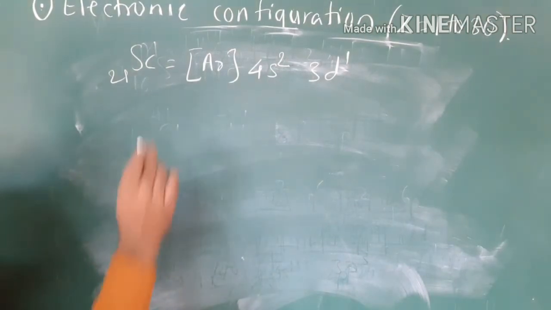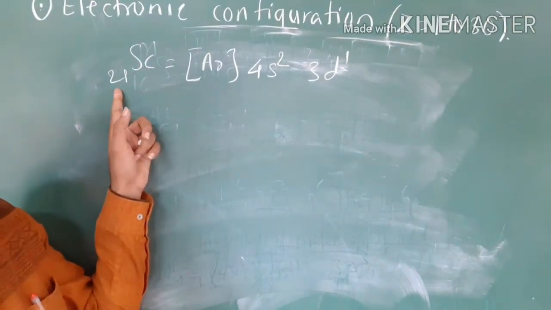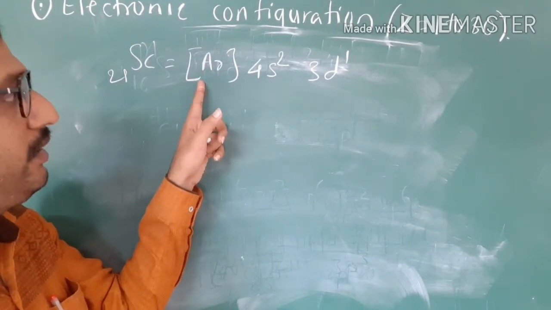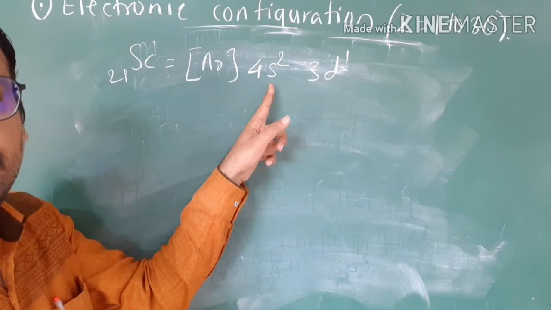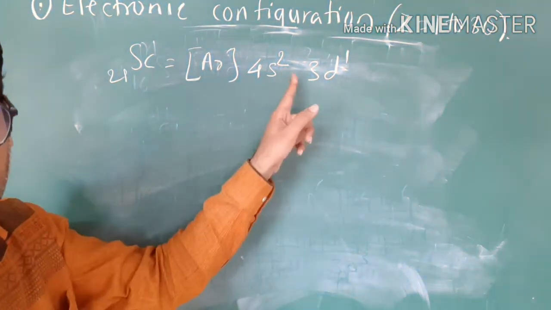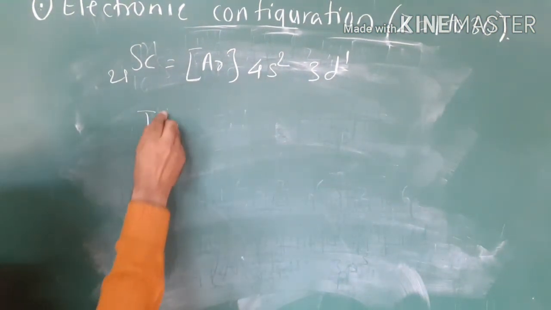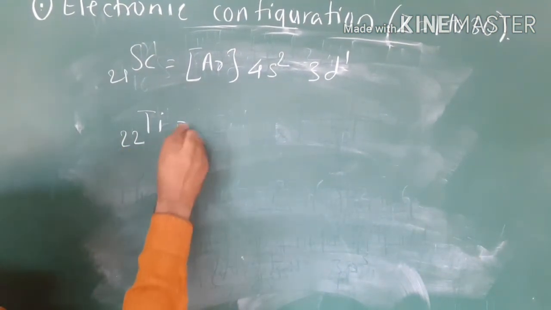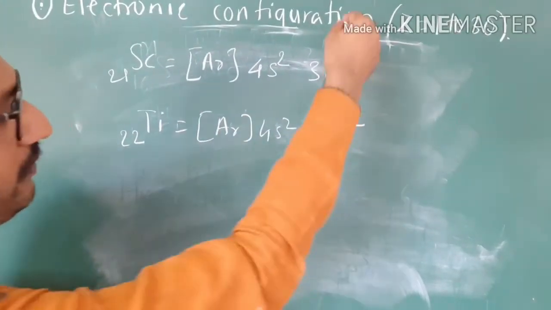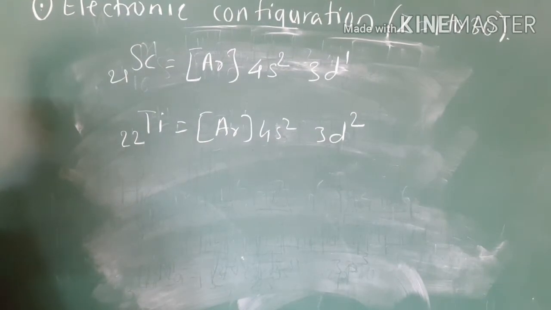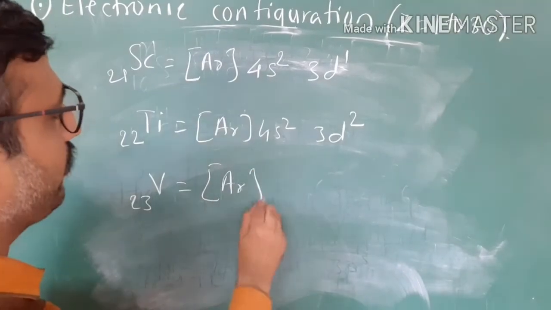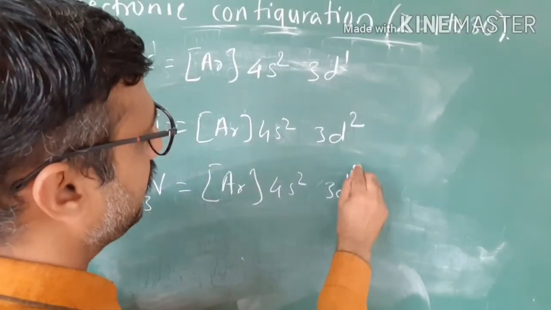Now secondly, are you understanding? Here the total number of electrons is 21. The first 18 electrons are distributed the same as argon. Then the next two electrons are in the 4s subshell, and the last electron is entering into the 3d subshell. This is about scandium. Then there is titanium, atomic number 22, argon 4s2 3d2. Only one electron is added in the 3d subshell. Scandium, titanium, vanadium. Vanadium is argon 4s2 3d3.